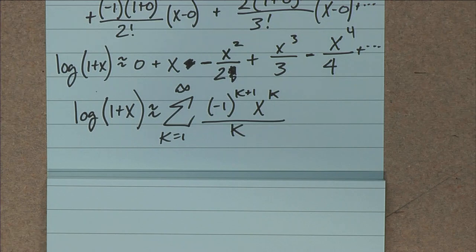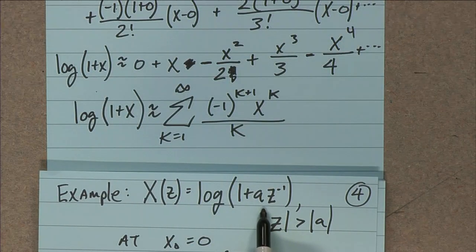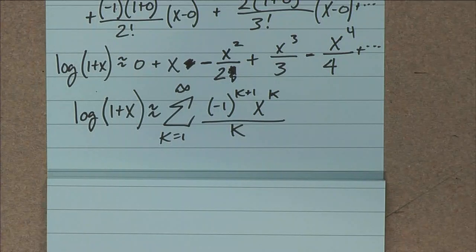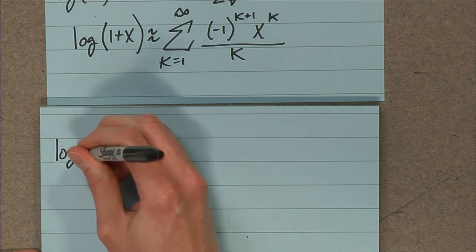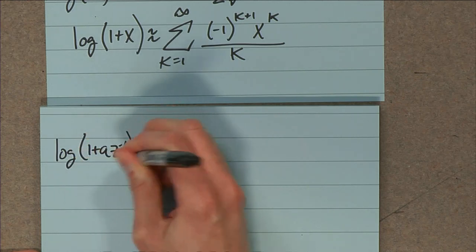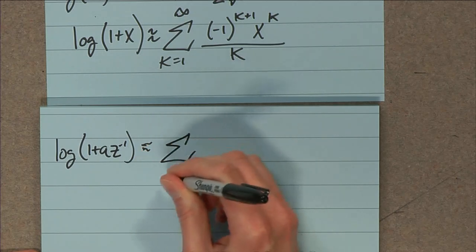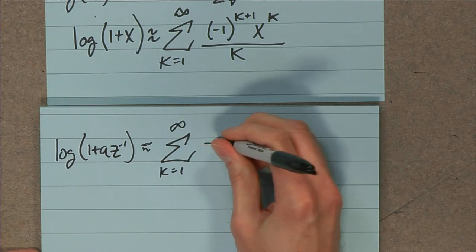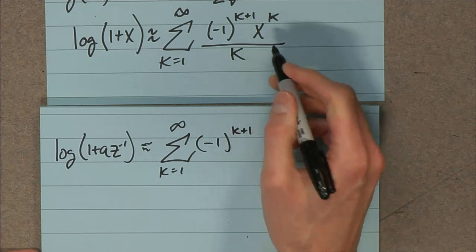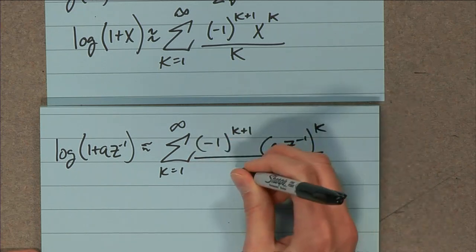I thought I had it here. The original problem we cared about was 1 plus AZ inverse. So let's substitute that in and see what results. This is a sum from k equal 1 to infinity, and now x is AZ inverse, so that's AZ inverse raised to the k, all over k.